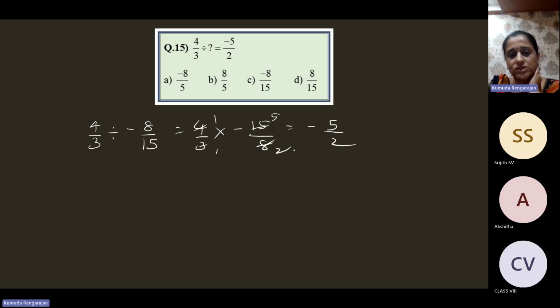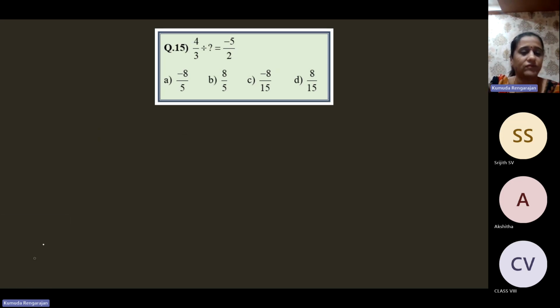This is verification. What I'm doing is verification. You will not be working with these steps. See, now when Navneet told me this answer, I just verified 4 by 3 divided by that correct option. Is it giving me minus 5 by 2? This is verification. But you will not be working like this. Your working will be different.